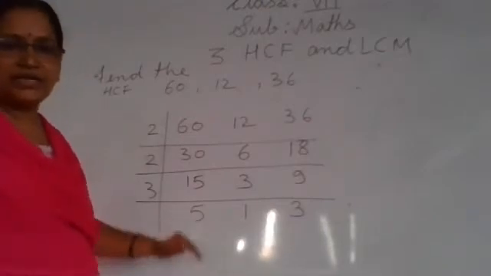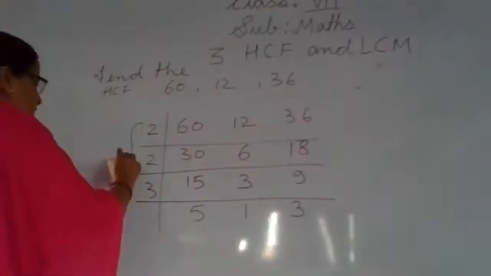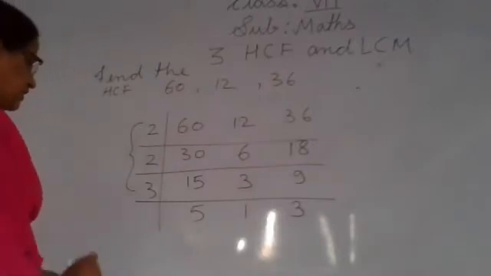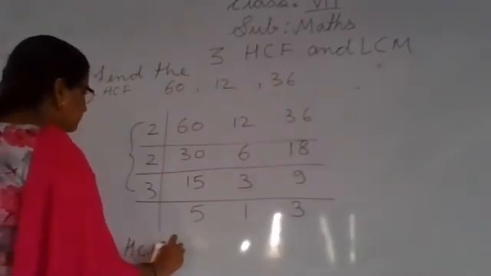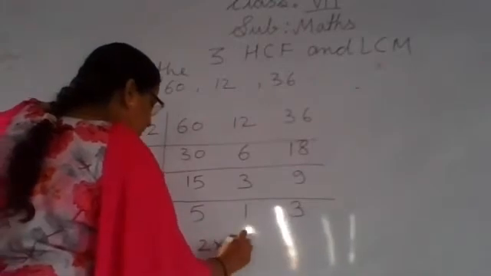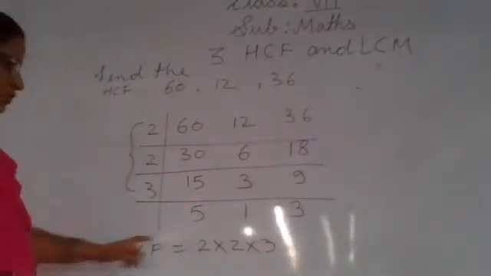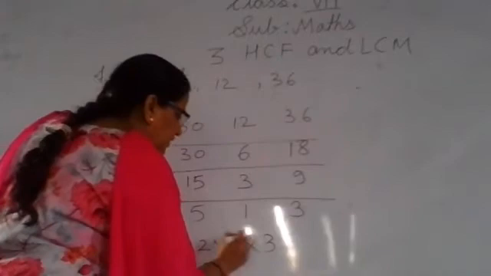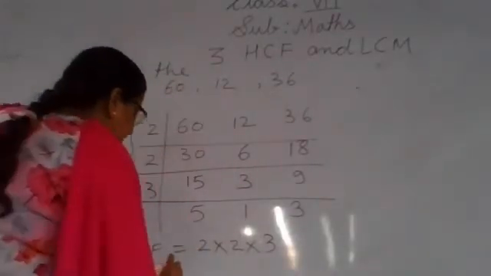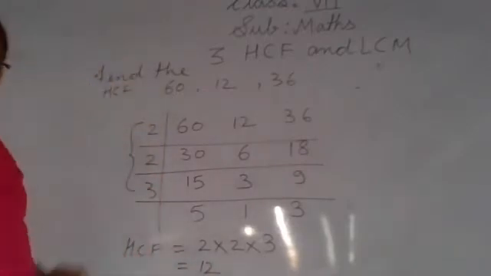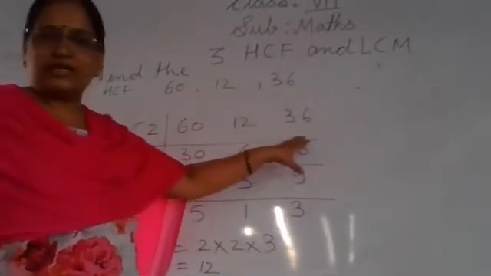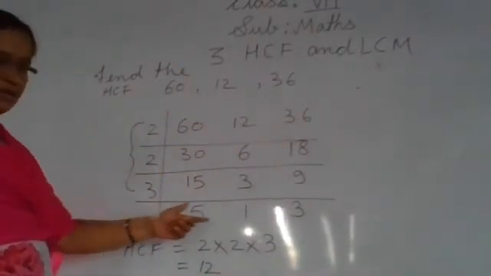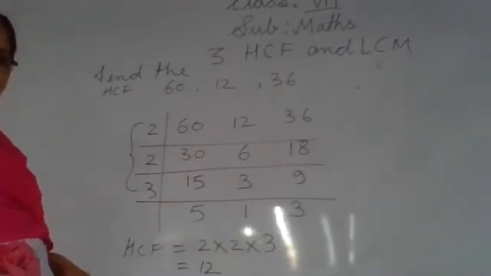So we will leave this remainder as it is and we will take only the common divisors that divide 60, 12, and 36. Therefore, HCF is 2 into 2 into 3. 2 2s are 4 and 4 3s are 12. Therefore, HCF of 60, 12, and 36 is 12. So in this way, you can arrange all the numbers at a time in a line and find the common divisors and leave the remainder as it is.